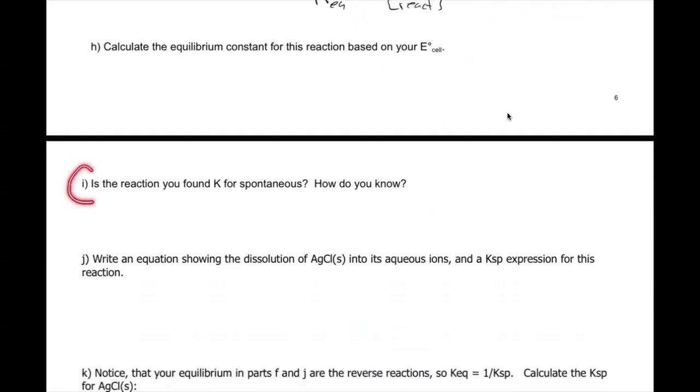Based on the magnitude of K, we can say, is our reaction spontaneous or non-spontaneous? Remember, if you have a really big K, it's a spontaneous reaction. If you have a really small K, it'd be a non-spontaneous reaction. So that's what we're kind of looking for.